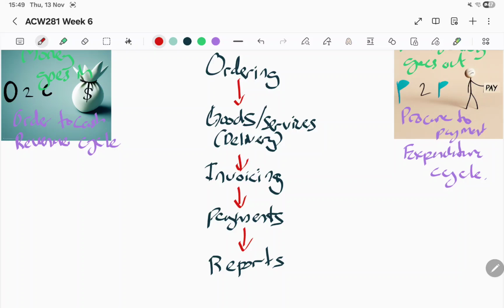Ordering starts from who? Just go into a simple thing. You have the Shopee app, right? You open up the Shopee app. Ordering starts from the customer, right? The customer will start to input.